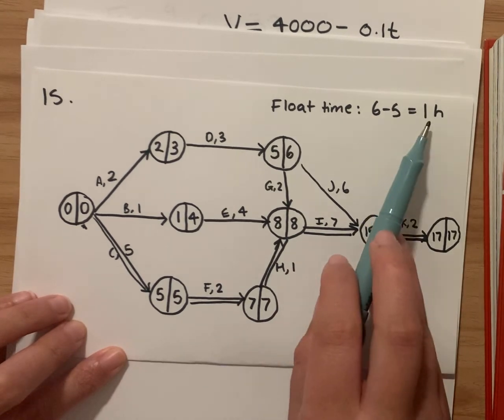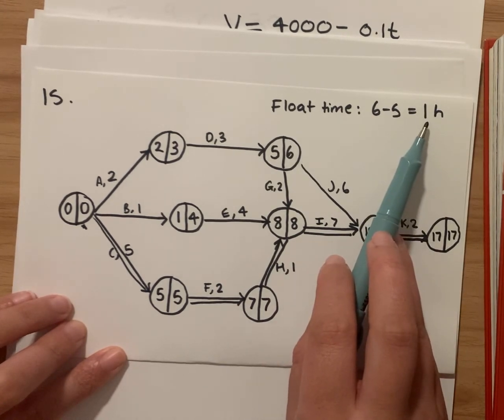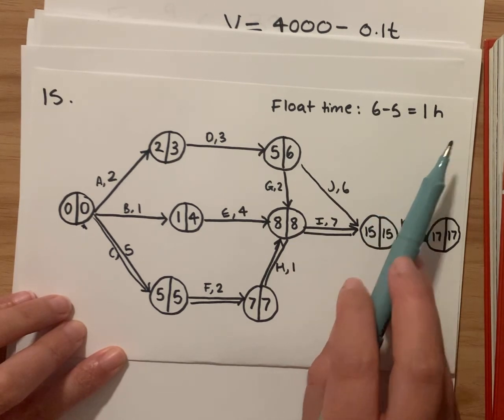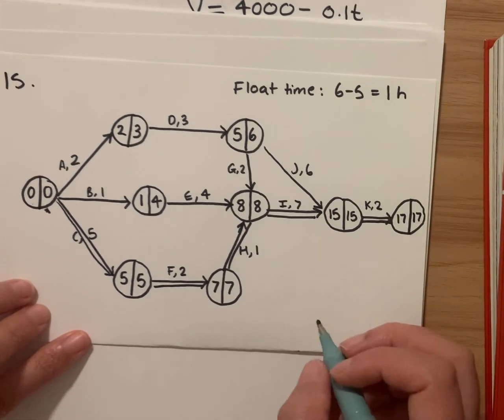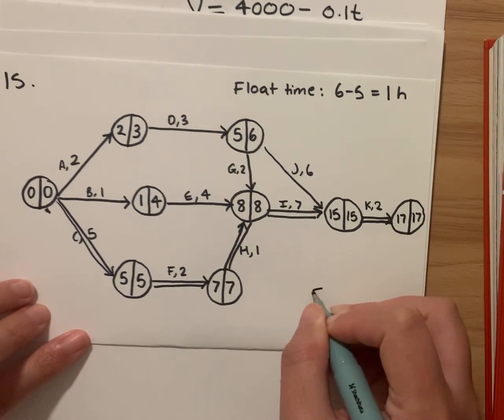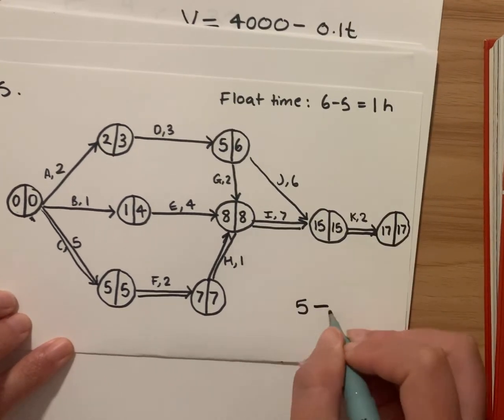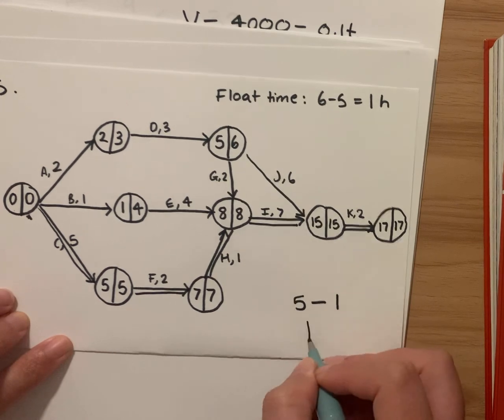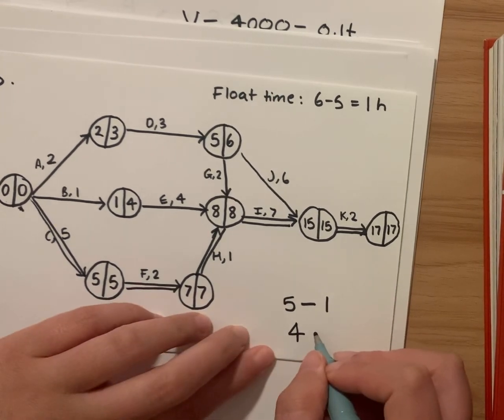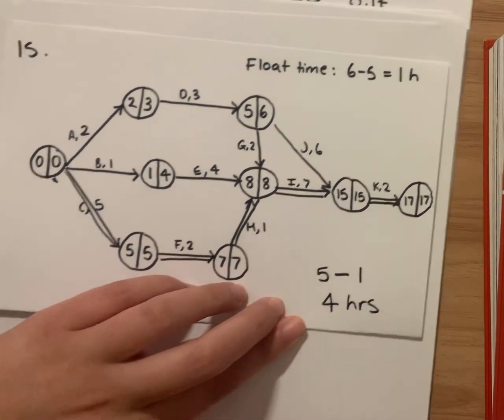Well, it doesn't matter about that first hour because we've got a float time of 1 hour. But the remaining 4 hours, it will delay this critical path by 4 hours. So your answer is basically going to be the amount they asked you to delay it by minus the float time, which is 1, okay? So it delays the process by 4 hours. So it delays K by 4 hours.